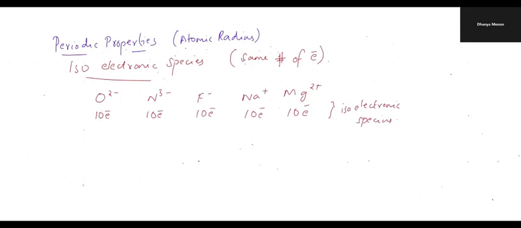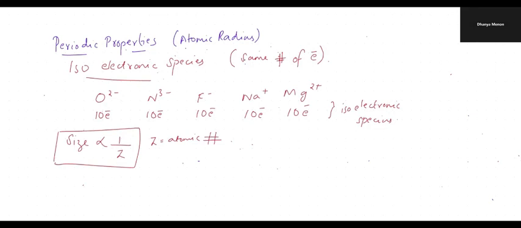Now for isoelectronic species, you don't have to look at the group number or period number or anything like that. You have to just remember the size is inversely proportional to atomic number Z, where Z is the atomic number. So if you come across isoelectronic species and they ask you to arrange the elements according to their size, you just have to remember the atomic numbers. If it's given, well and good.